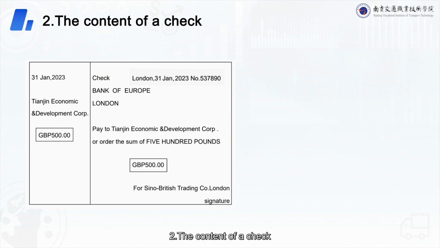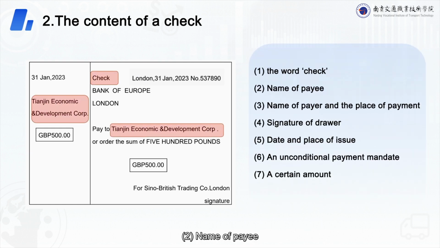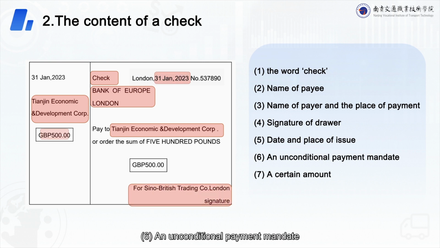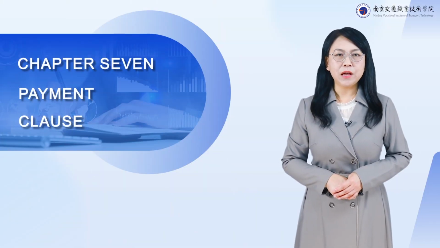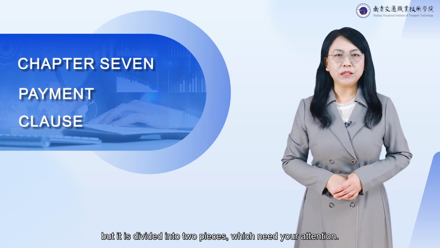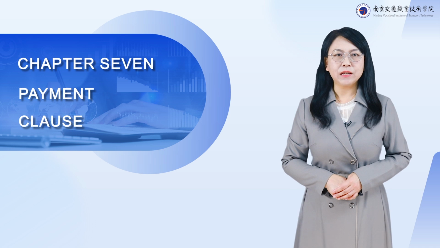2. The content of a check. The content of a check includes: 1. The word "check". 2. Name of payee. 3. Name of payer and the place of payment. 4. Signature of drawer. 5. Date and place of issue. 6. An unconditional payment mandate. 7. A certain amount. The content of the check is not complicated, but it is divided into 2 pieces, which need your attention. That's all.